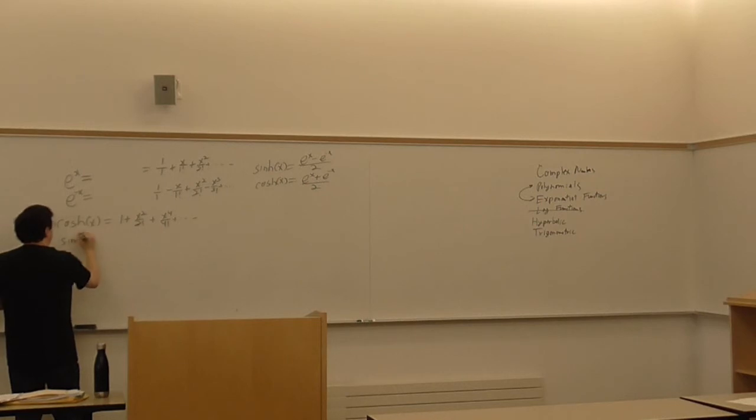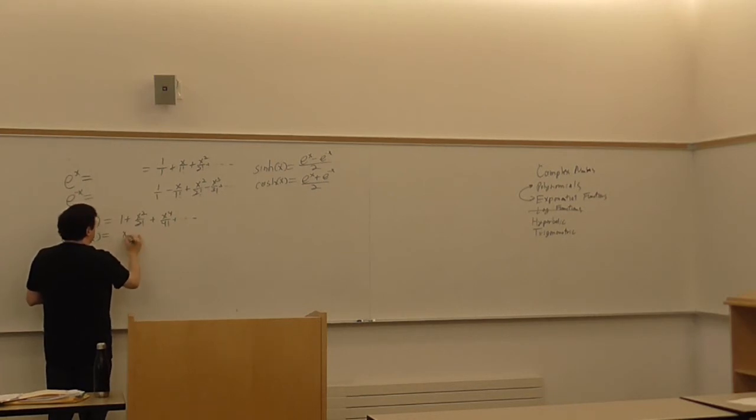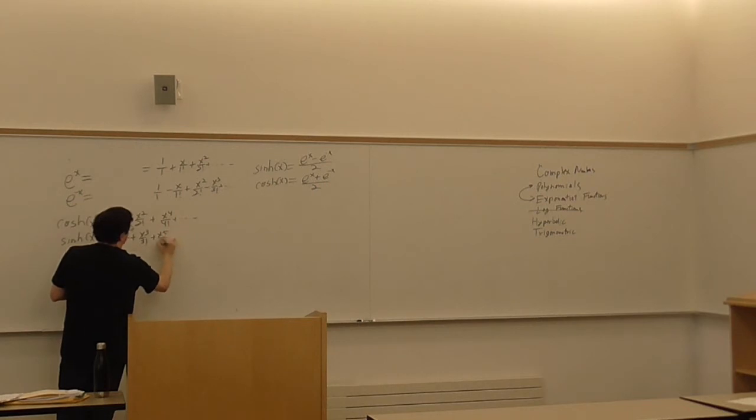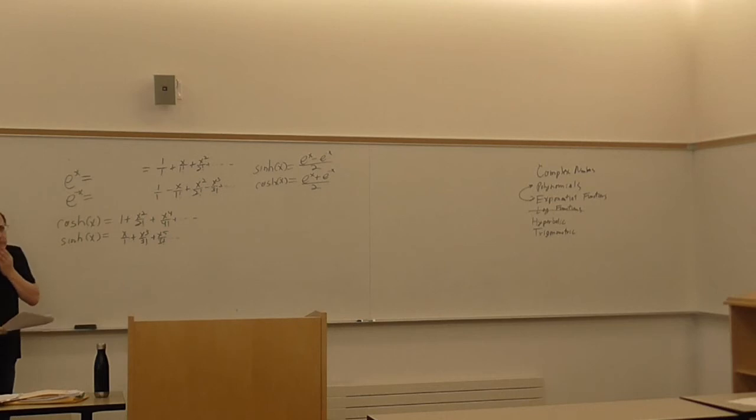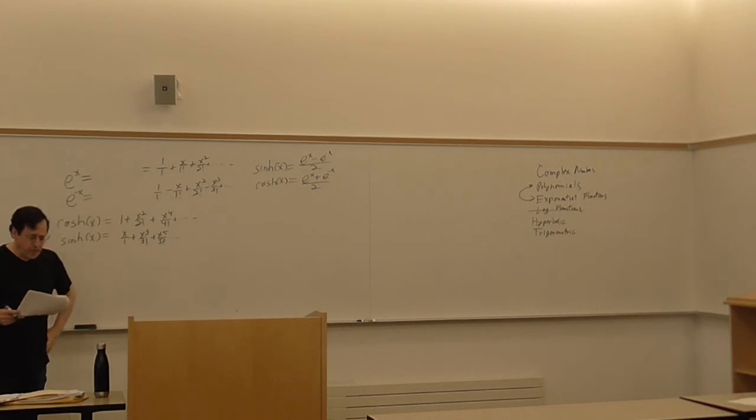And hyperbolic sine is just going to be the odd terms, x over 1 plus x cubed over 3 factorial, plus x to the 5th over 5 factorial, and so forth. Okay. It's nice. We have these nice ways to describe these functions in terms of an infinite series of polynomials.